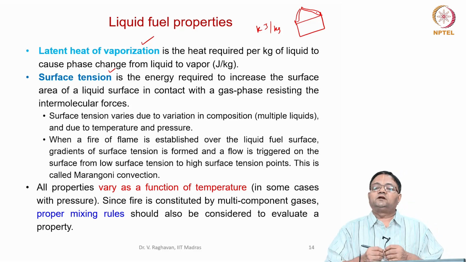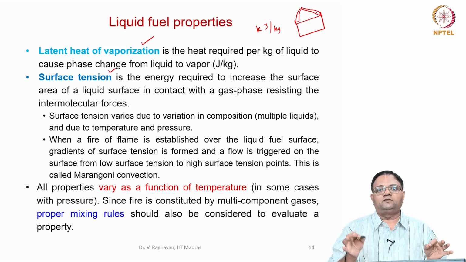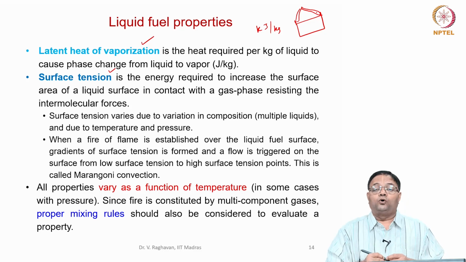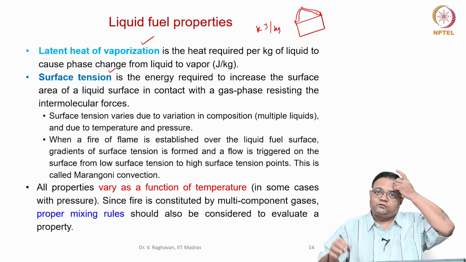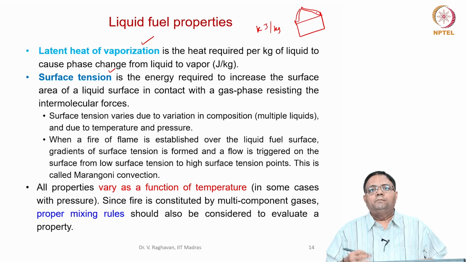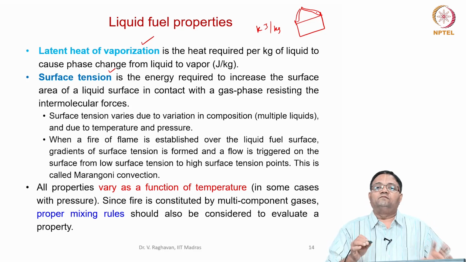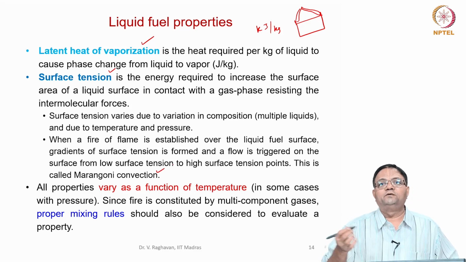So the surface tension gradient will trigger a flow of the surface from the low surface tension point to the high surface tension point. That is, from the high temperature to the low temperature. This motion at the surface will cause internal circulation in the liquid itself, based upon the viscosity of the liquid, etc. So this convection, which is triggered due to surface tension gradient, is called Marangoni convection. This actually increases the burning rate.